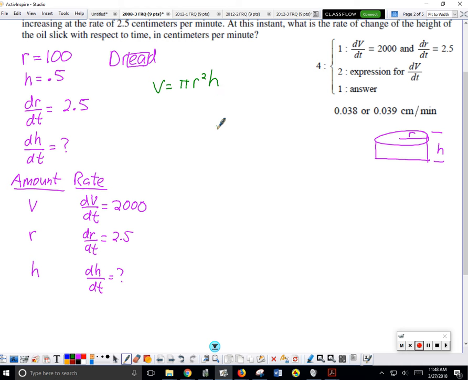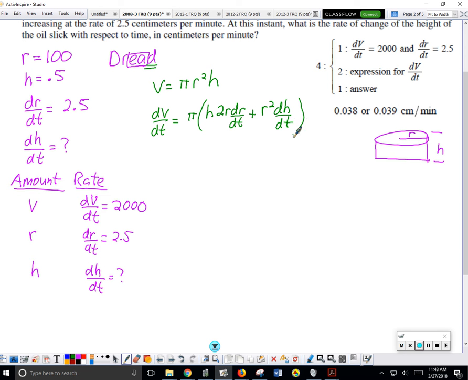I'm supposed to take the derivative of that equation with respect to time. So that gives me dV/dt equals pi, which is a constant. Now I have to use the product rule. So it's h times the derivative of r squared, which would be 2r dr/dt, plus r squared dH/dt. Okay, questions to this point, please.